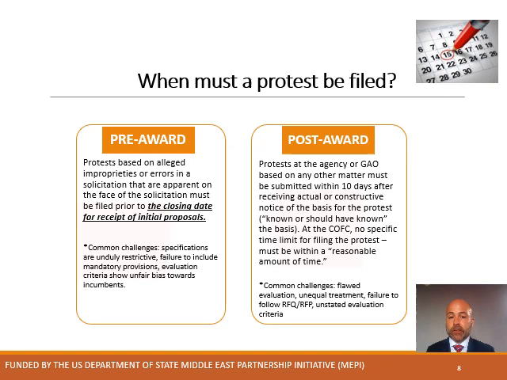In the post-award context, a protest at the agency or the GAO based on any other matter must be submitted within 10 days after receiving actual or constructive notice of the basis for your protest. At the Court of Federal Claims, there is no specific time limit for the filing of the protest, but it must be within, quote, a reasonable amount of time. Common challenges in the post-award context are that the agency conducted a flawed evaluation, that the agency engaged in unequal treatment of offerors, that it failed to follow the evaluation criterion set forth in the solicitation, or that it engaged in unstated evaluation criteria.